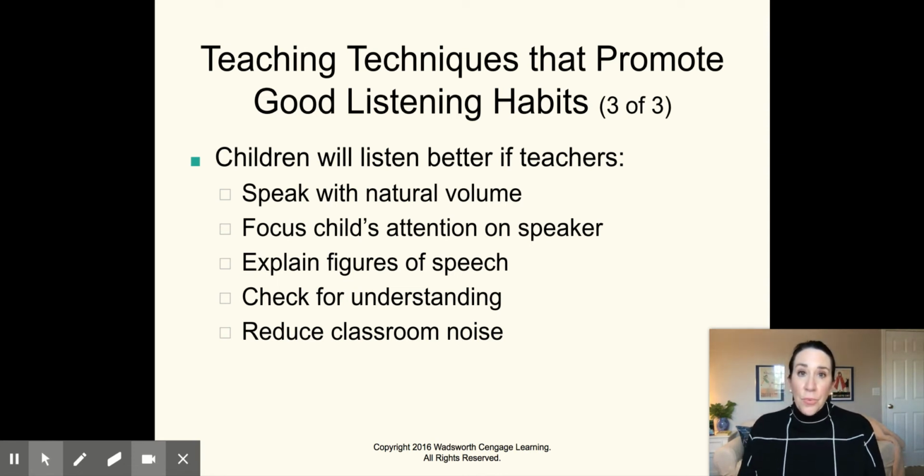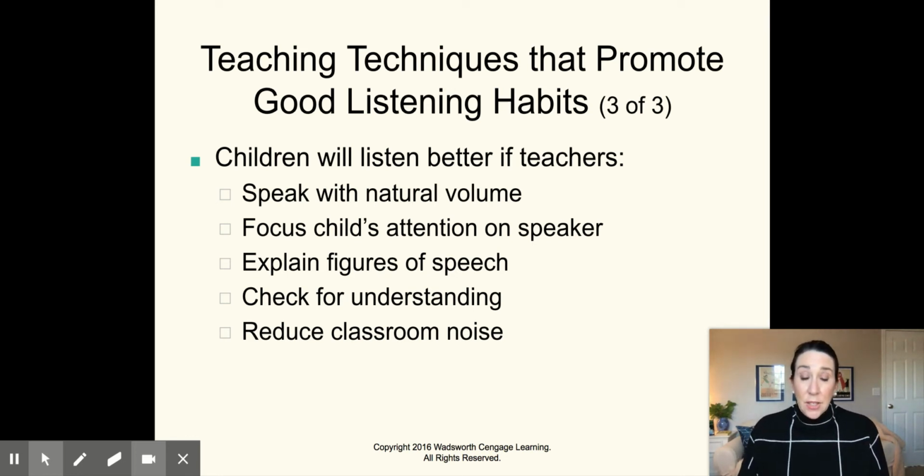Same thing with use your words. A 3-year-old doesn't know what words are. A 3-year-old knows what talking is. So you can say, can you talk to me about what is bothering you? Can you talk to me about what happened? Can you talk to me about why you're crying? Use your words does not mean anything to a 3-year-old. And I can't stand it when I hear people say that.